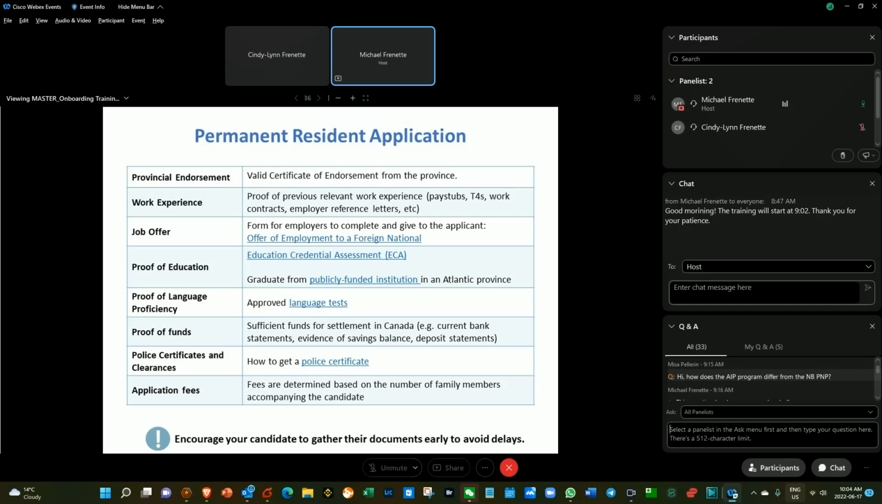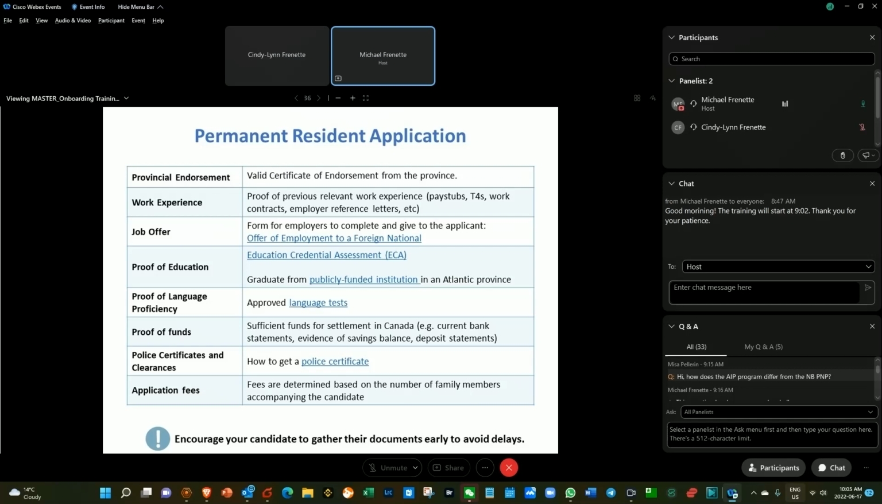Your candidate will need to submit proof of previous relevant work experience. The document checklist provides examples of documents to submit, but it could be such as pay stubs, T4, work contracts, and employment reference letter. And we'll provide you with some additional details shortly. Just as a reminder, the qualified Atlantic graduates do not require to prove their previous work experience.